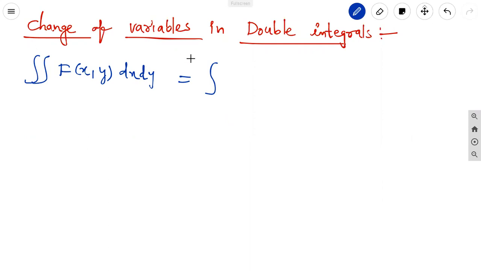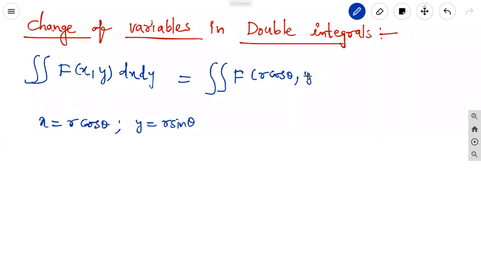Suppose the coordinates are changed into polar form, we can take x equal to r cos theta and y equal to r sin theta. Now the x and y variables are changed into r comma theta. That is the double integral of F of r cos theta comma r sin theta. And what is dx dy?